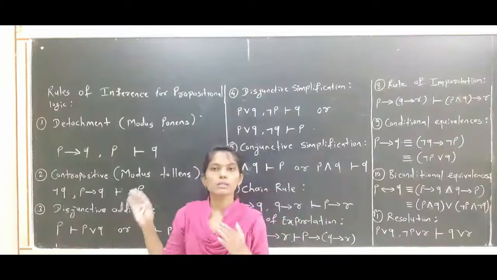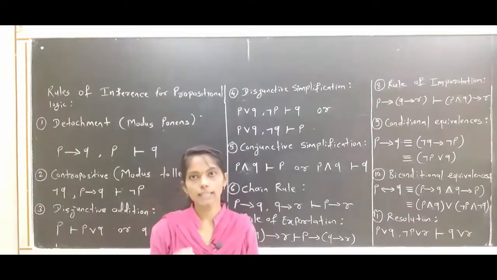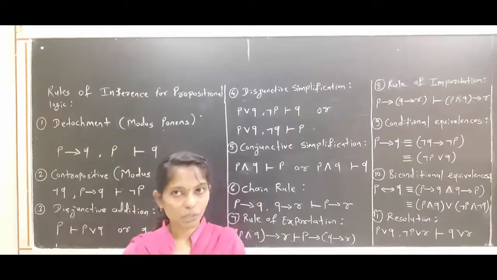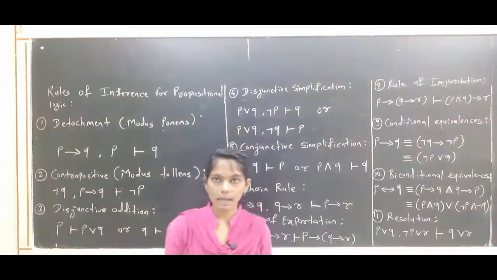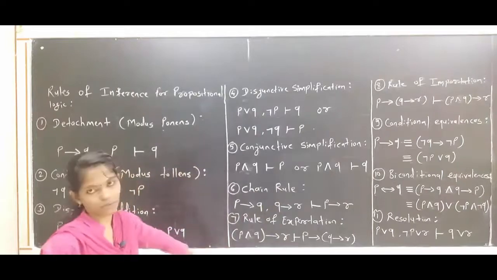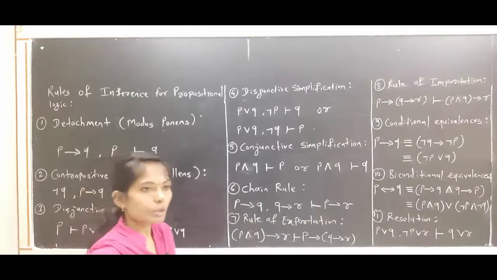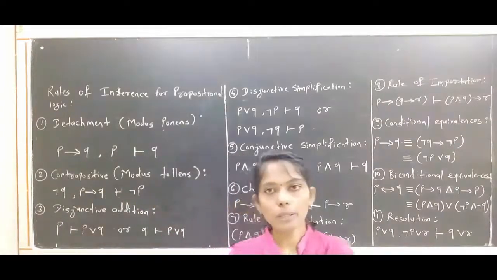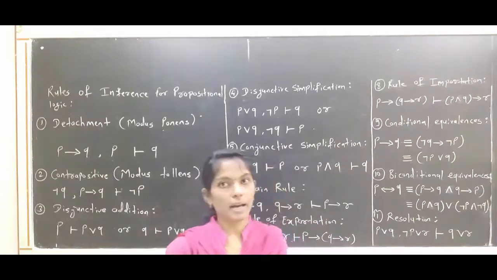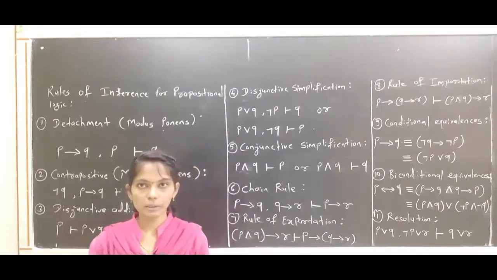So, you must remember all these rules of inference to solve the problems. To test the validity of an argument by using the direct or indirect method, you must remember all these rules of inference. Get it? Now, for showing that an argument is valid, there are two methods, direct method and indirect method. First we see the direct method.